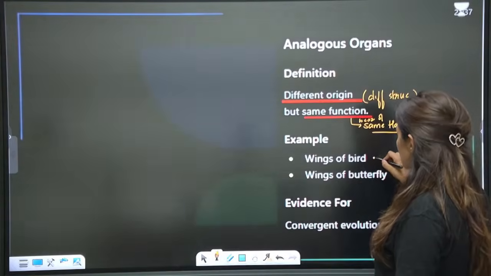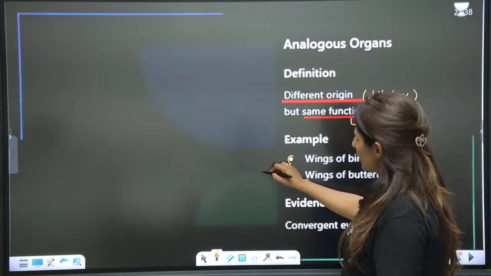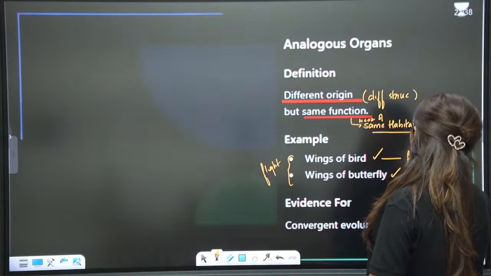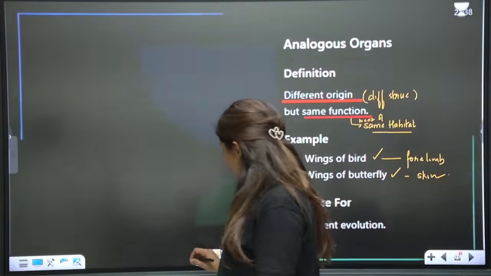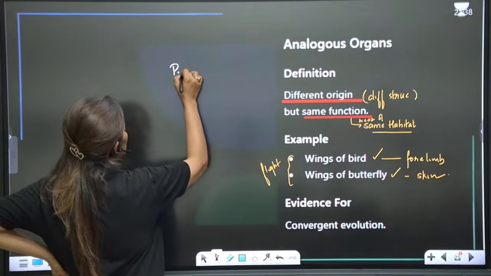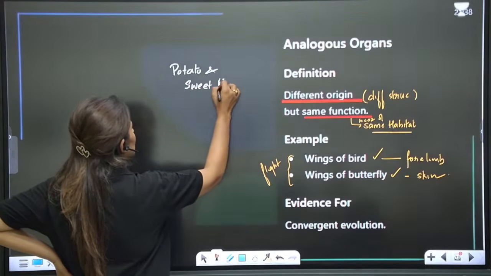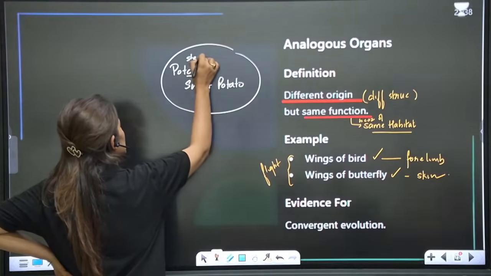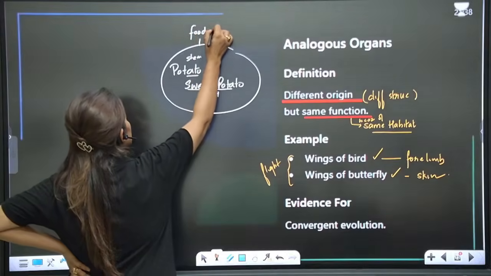So guys, we have wings of birds, wings of butterfly. Both are used for flight, but this is a modification of forelimb and this is a modification of skin. Is that clear? Other than this, what are the other examples for analogous organs? We have potato and sweet potato. This is stem, this is root, but both used for food storage and hence edible.